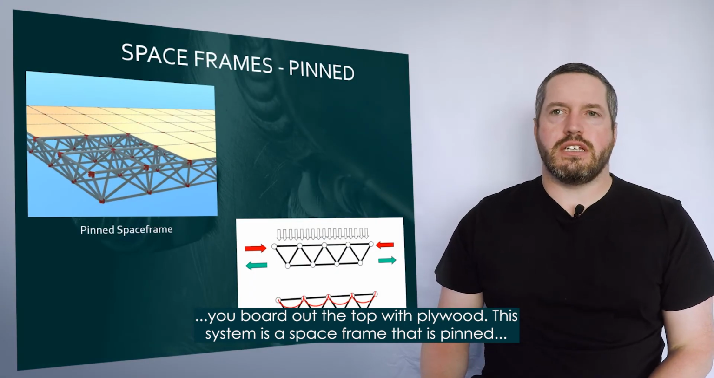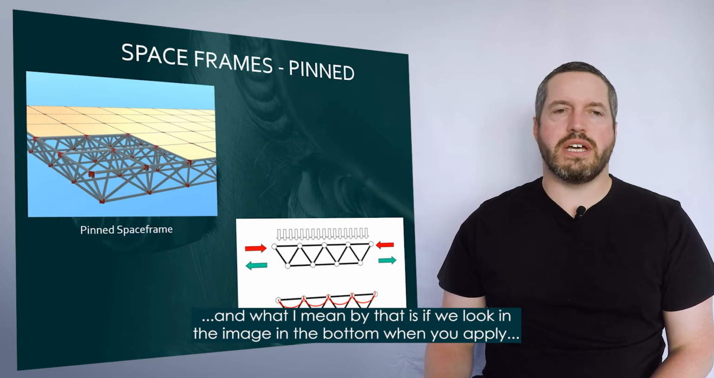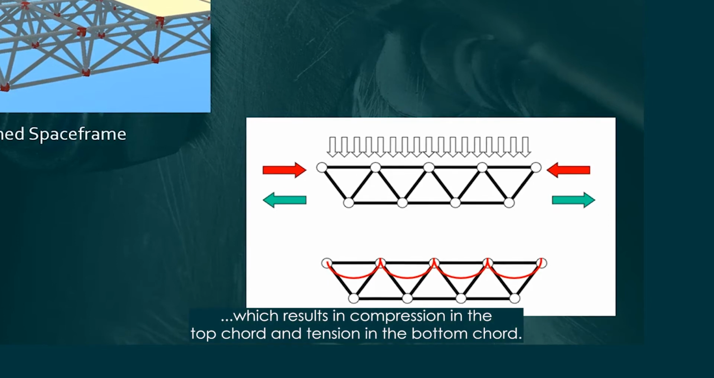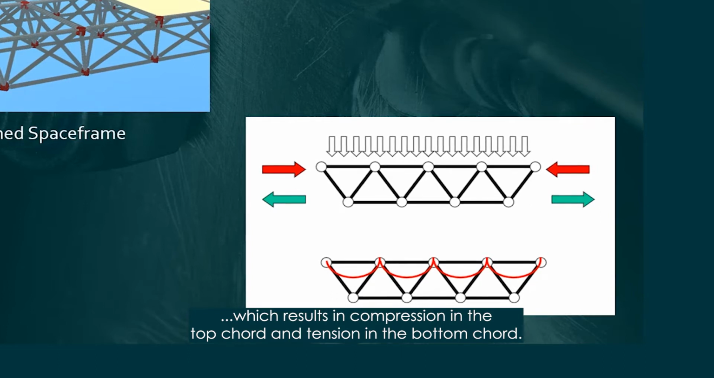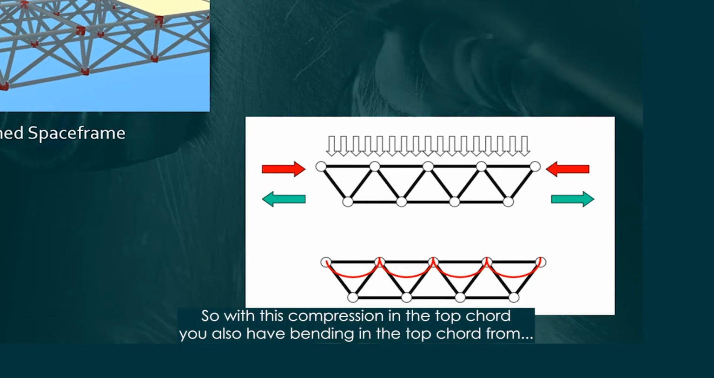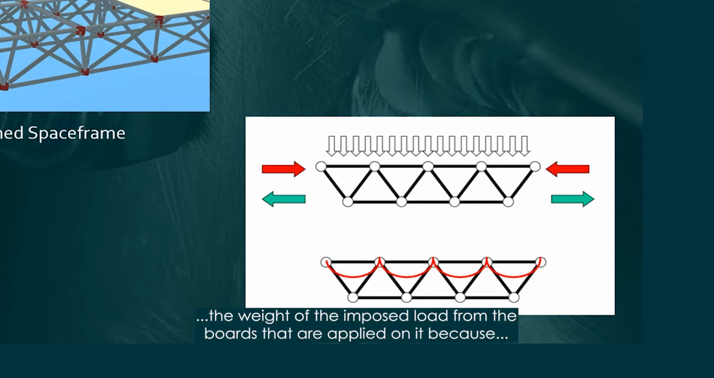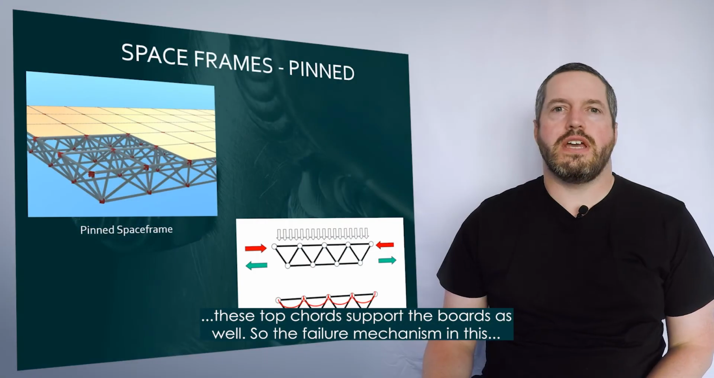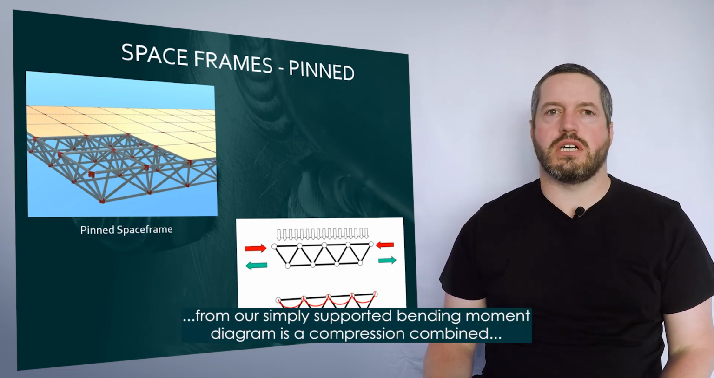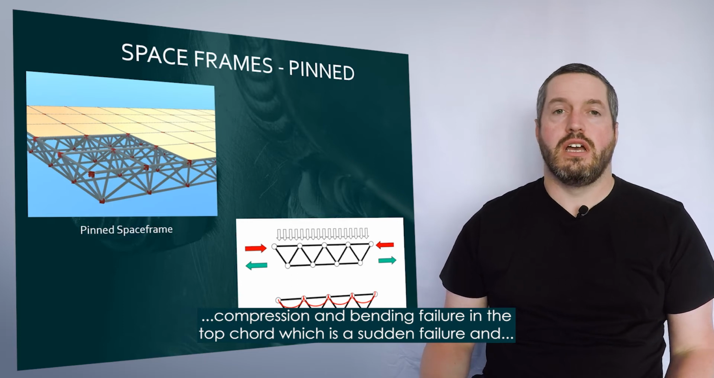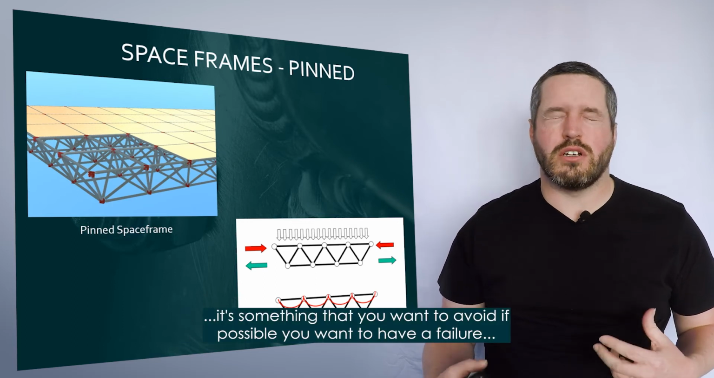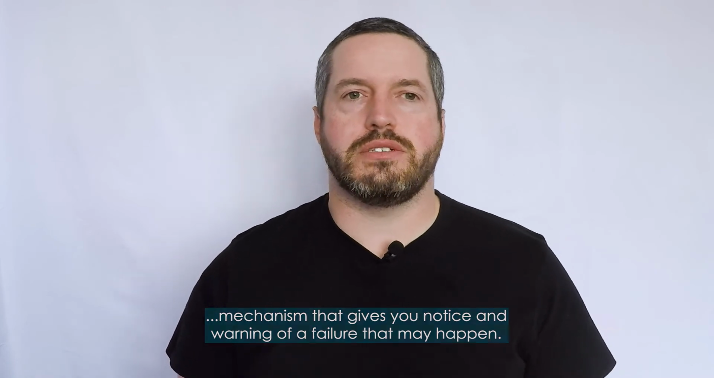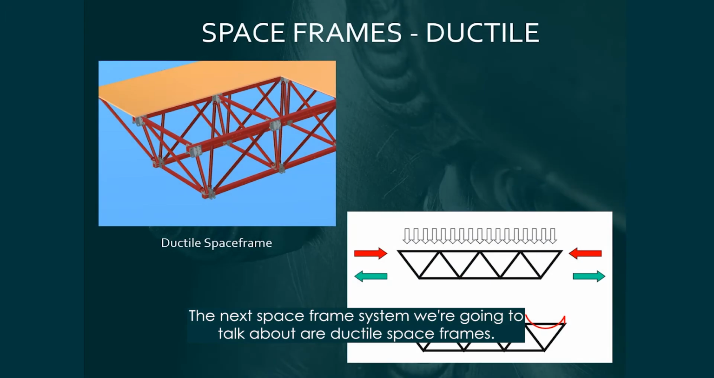This system is a space frame that is pinned. And what I mean by that is, if we look on the image in the bottom, when you apply load to the platform between supports, you get bending in it, which results in compression in the top chord and tension in the bottom chord. So with this compression in the top chord, you also have bending in the top chord from the weight of the imposed load from the boards that are applied on it, because these top chords support the boards as well. So the failure mechanism in this, from our simply supported bending moment diagram, is a combined compression and bending failure in the top chord, which is a sudden failure, and it's something that you want to avoid if possible. You want to have a failure mechanism that gives you notice and warning of a failure that may happen.